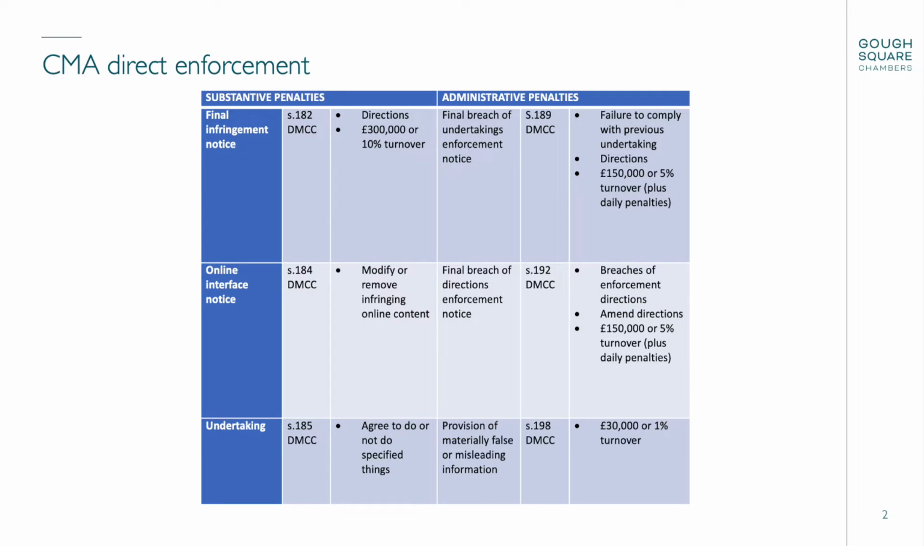Well, there are 6 key powers, which are summarised at a very high level on the slide that you should be able to see. These are split into substantive penalties and administrative penalties. Starting with the substantive penalties, first, under Section 182, a final infringement notice may be imposed, which provides for directions, including enhanced consumer measures, basically requiring a trader to take certain steps or stop taking certain steps, and also may impose a monetary penalty of up to £300,000 or 10% of total turnover if higher.